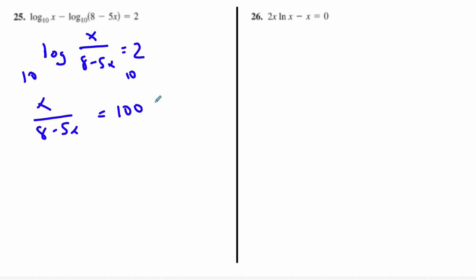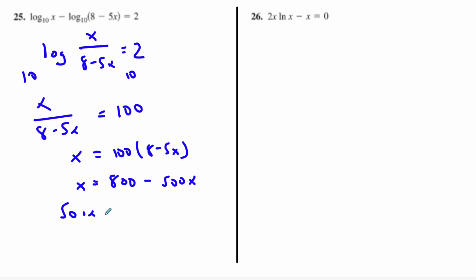So then I could multiply both sides by 8 minus 5x. So we add this, so we get 501 x's equals 800. I'm just going to leave my answer as x equals 800 divided by 501. That's it.